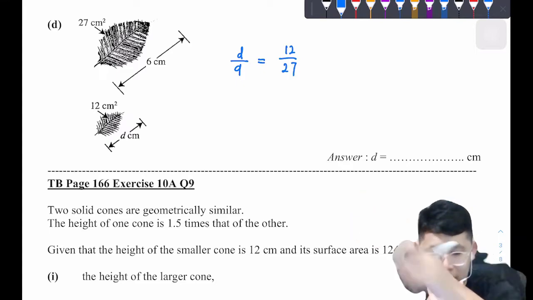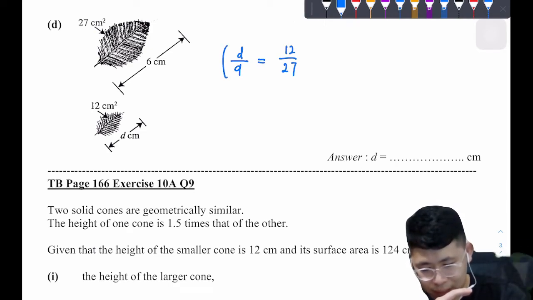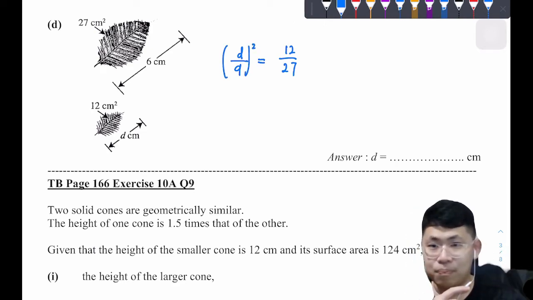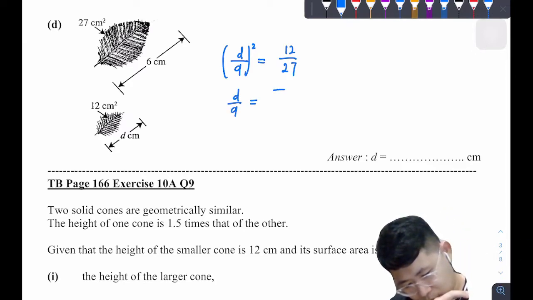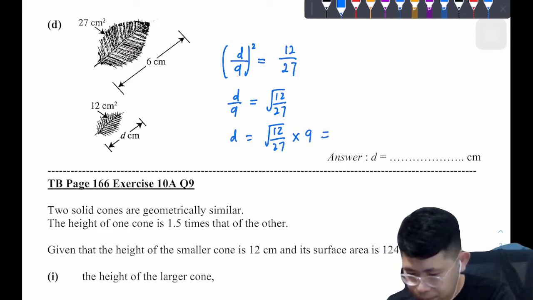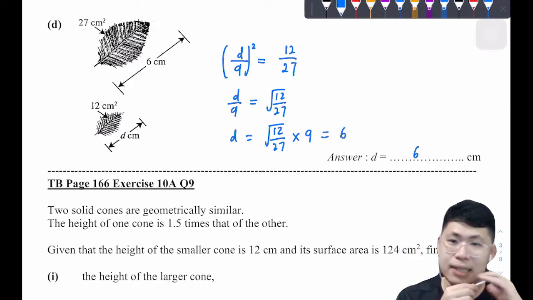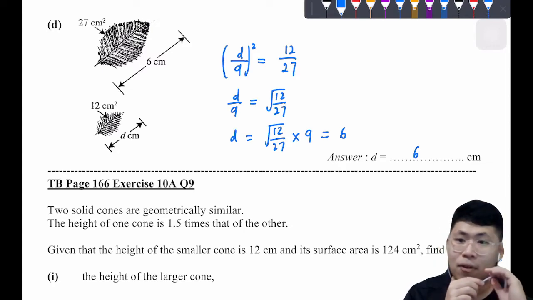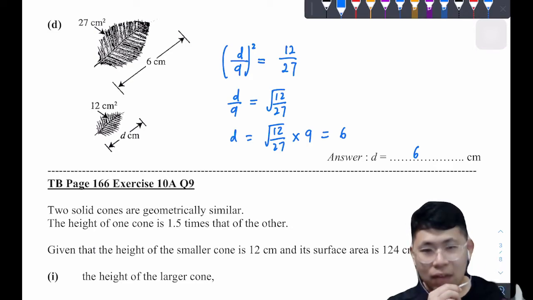The area over here is 2-dimensional, the length is 1-dimensional. So I will need to make this a square to match the dimension. So D over 9 is equal to the square root of 12 over 27. So D is equal to this ratio times 9, which is going to be equal to 6. So D is equal to 6 cm. Now for part A, I will let you try on your own.